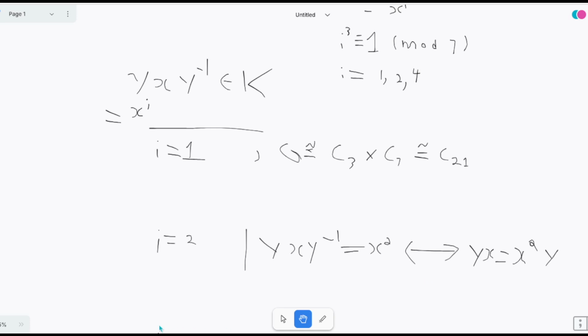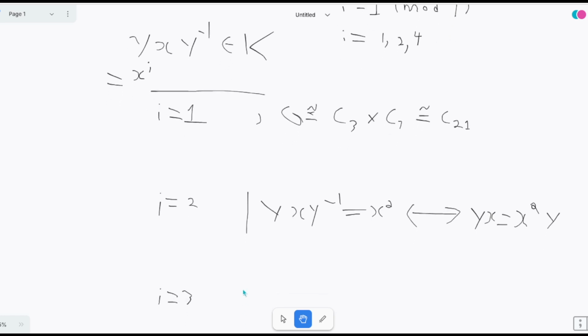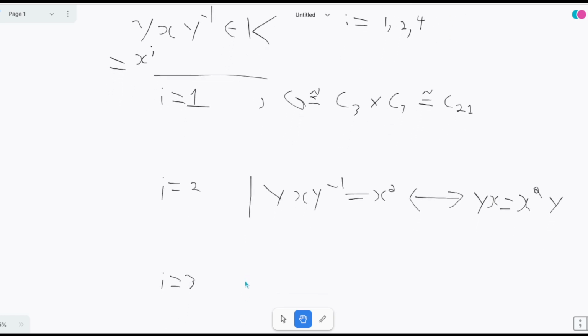And in the case of i equals 3, we have y x y^-1 equals x^4. I said i equals 3, i equals 4, of course. That's what I meant.